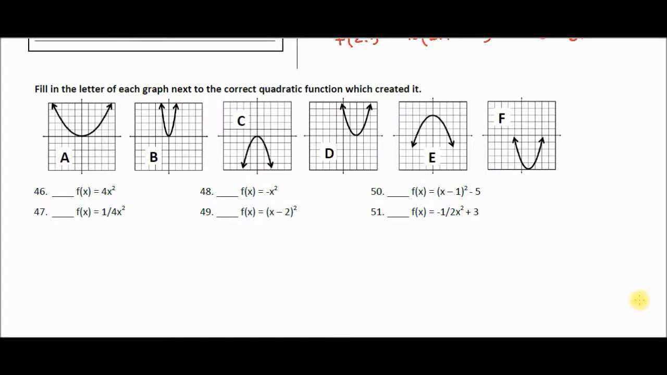We are to the end. Wait, let me just turn this over a sec. We're to the end of the second review sheets. Yay. Alright, let me just make sure one more time. Yeah, we're down to 46 through 51.